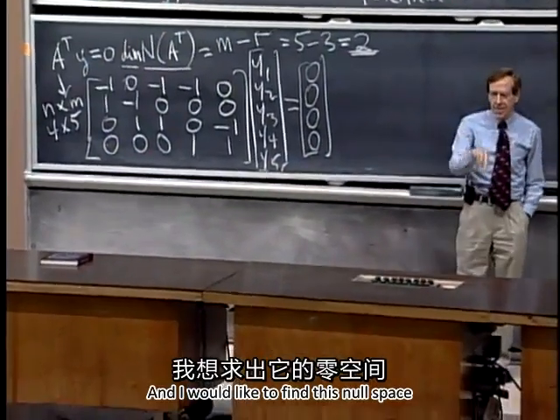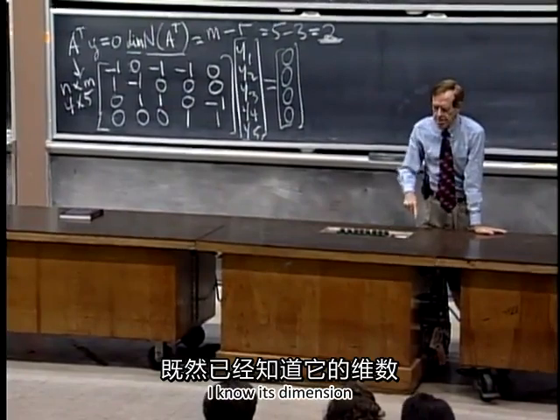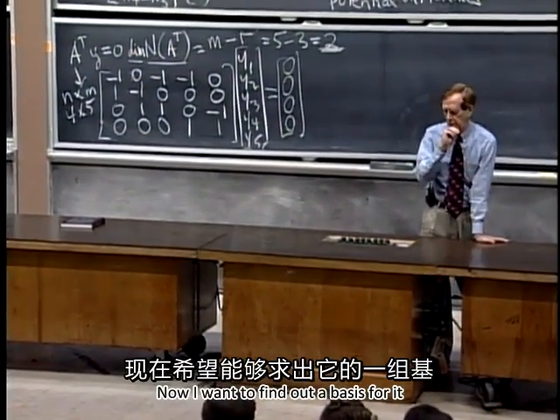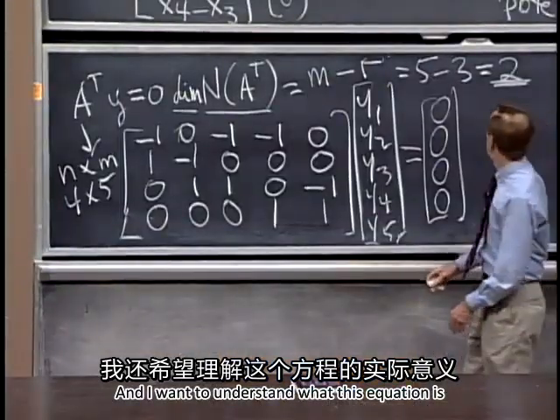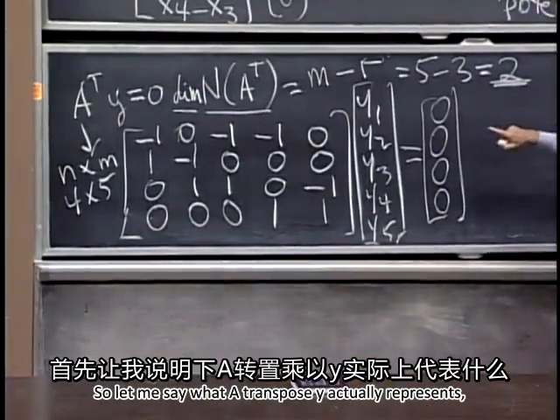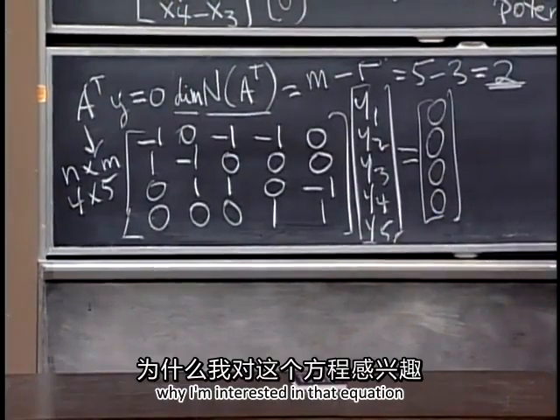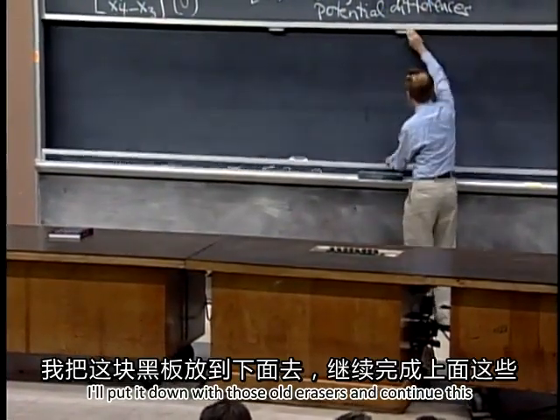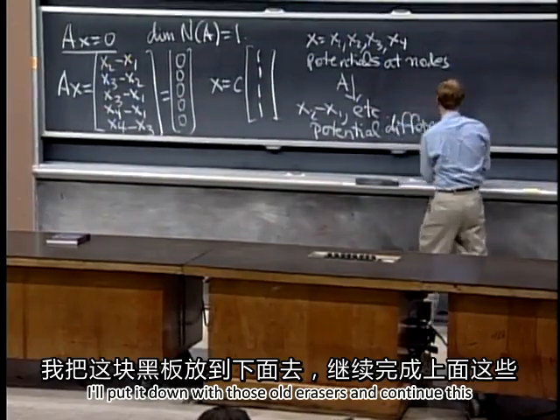And I would like to find this null space. I know its dimension. Now I want to find out a basis for it. And I want to understand what this equation is. So let me say what A transpose Y actually represents, and why I'm interested in that equation.